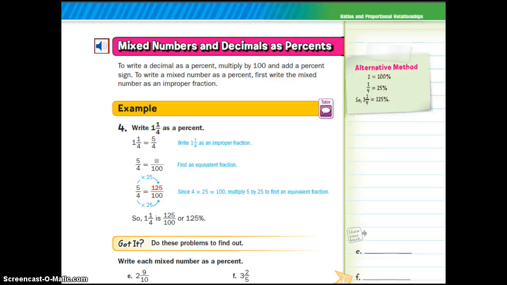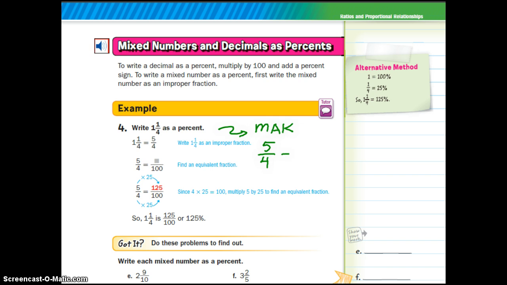So now we have mixed numbers and decimals as percents. To write a decimal as a percent, multiply by 100 and add a percent sign. To write a mixed number as a percent, first write the mixed number as an improper fraction. So we have 1 and 1/4. We do the math attack: multiply, add, keep the denominator. So 1 times 4 is 4, plus 1 is 5 over 4.